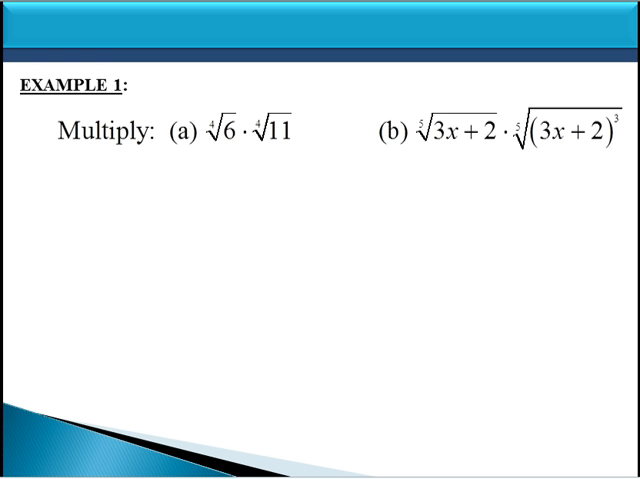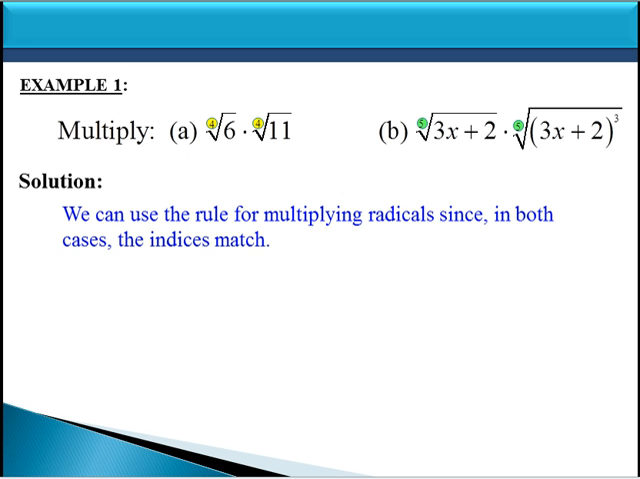Okay, let's look at a couple examples. So here's a couple examples where we're just multiplying radicals, so we'll be using that rule from left to right. And remember that the rule says that the indices have to be the same in order to use the rule. So for example 1a, notice that they're both fourth roots. So that means we can use that rule because the indices are the same. And for 1b, they're both fifth roots.